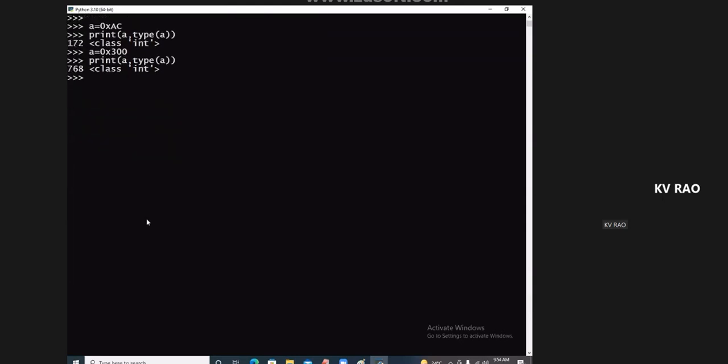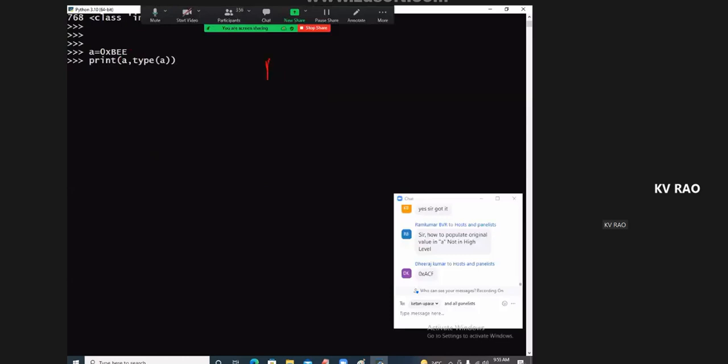Next, I'm going to take it something like this. Observe it. A is equal to 0xBEE. Print A. Take it because discussions are coming in from the written test point of view. BEE, you need to take it.